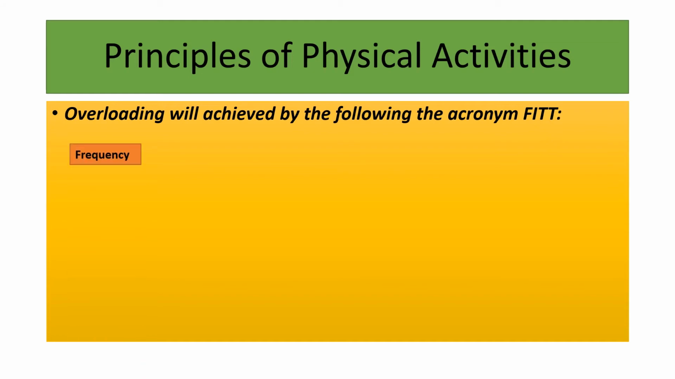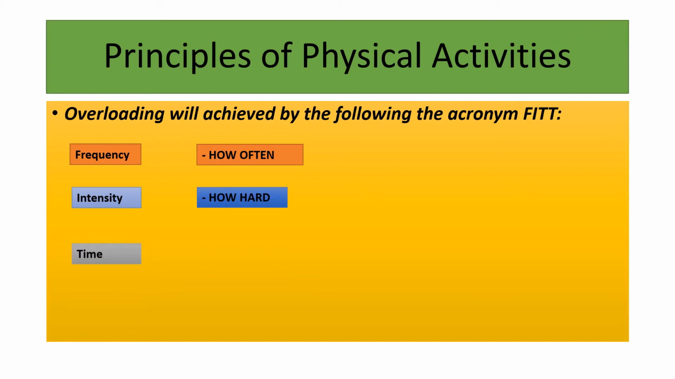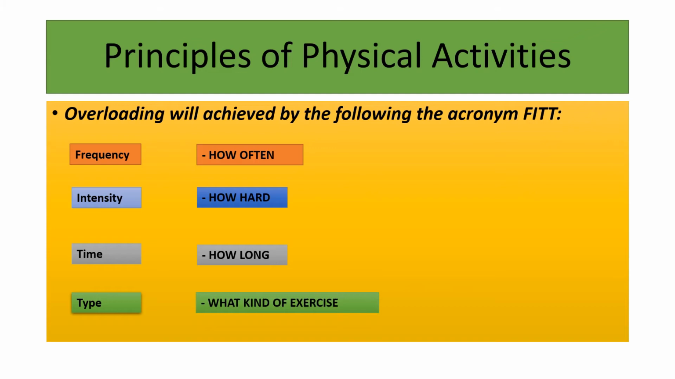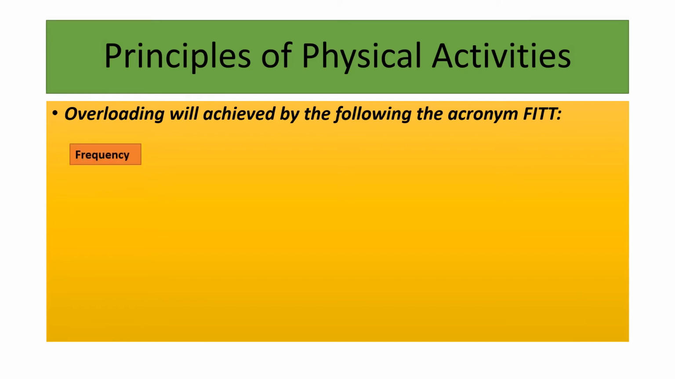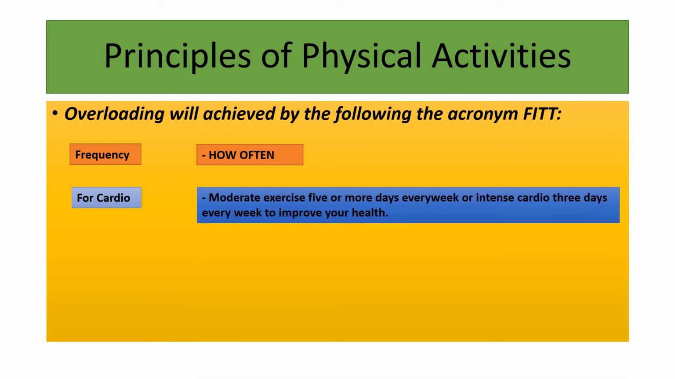Okay, the frequency is how often you exercise. The intensity is how hard you exercise. The time, how long you will exercise. And the type is what kind of exercise. So frequency, how often. So for cardiovascular exercise, it is moderate exercise 5 or more days every week, or intense cardio 3 days every week to improve your health.